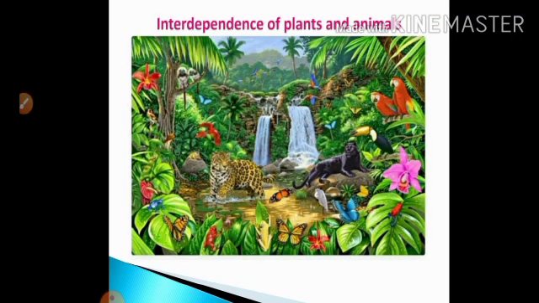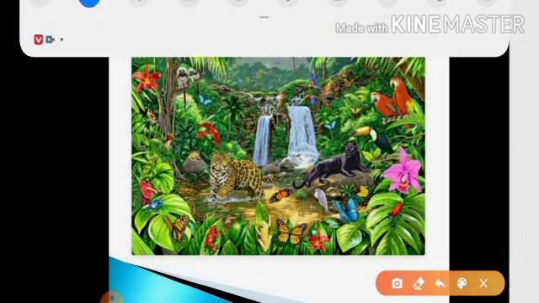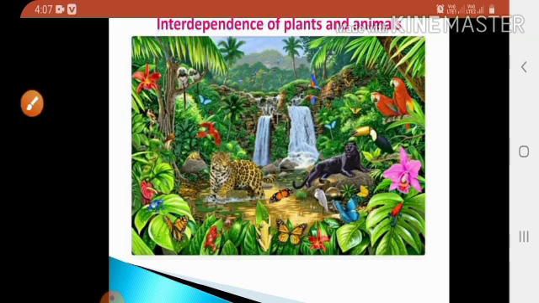Next point is interdependence of plants and animals. What do we mean by interdependence? This is the main point. The plants and animals depend on each other. So, what does this word interdependence exactly mean? Let us first see this.